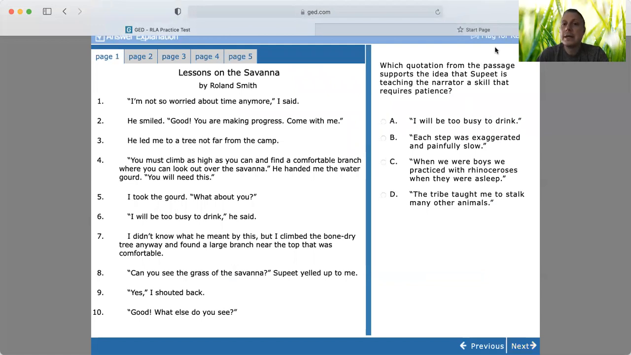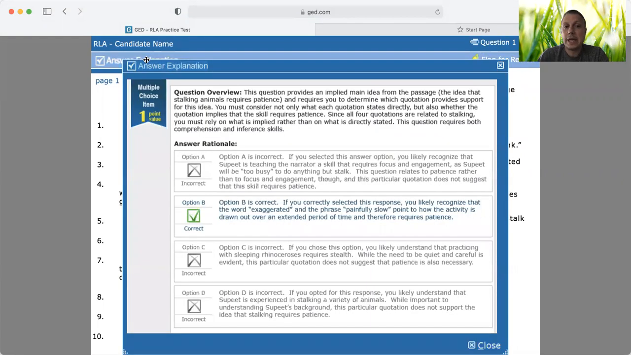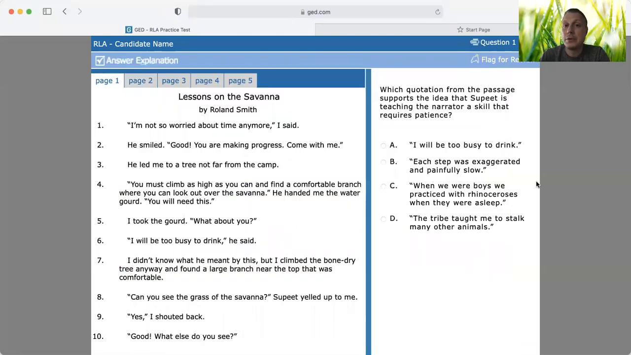So let's take a look at some of the questions in here as we're working with this. And again, we still have our flag for review option, and we still have our explanation right here with the rationale, which is very important. Rationale means the reasoning behind it, why. So you always want to know the why. Always, that helps you pretty much get better at your components and what you're doing. So there's a story right here.